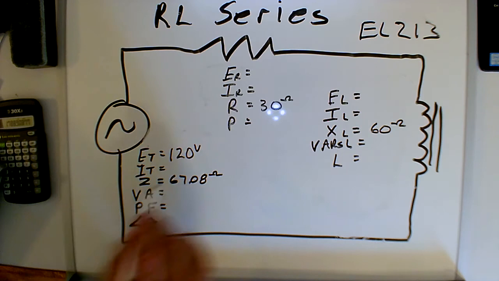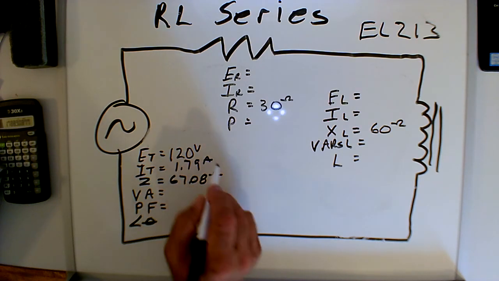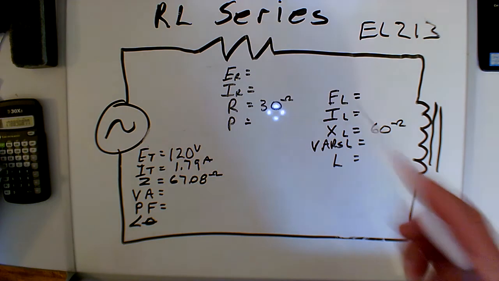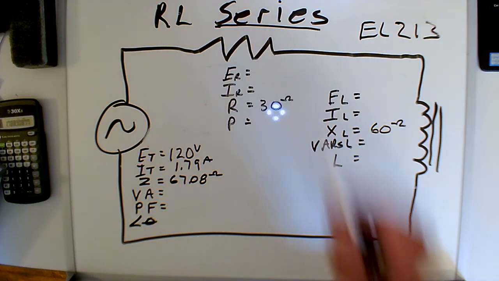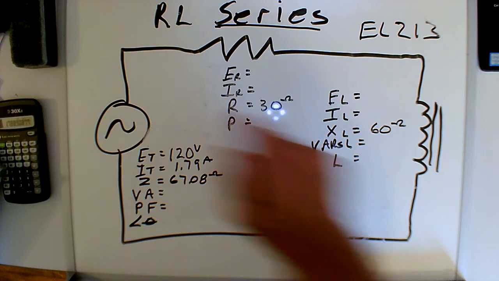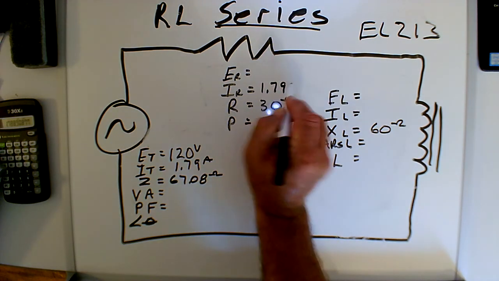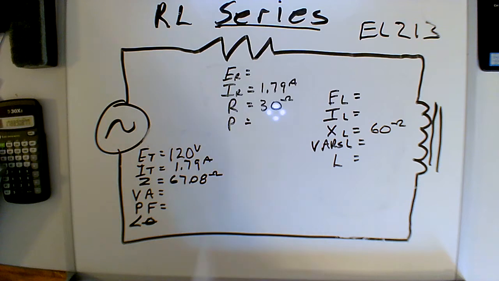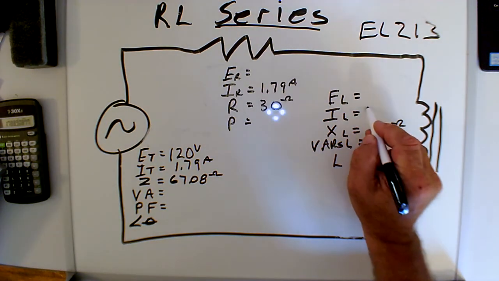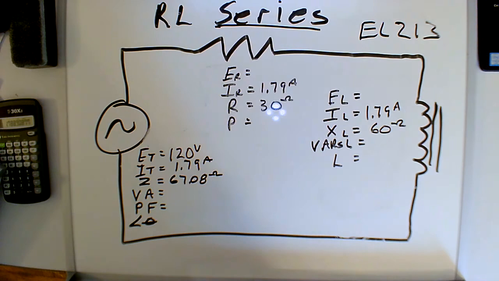Great. Let's put that in here. 1.79 amps. Now what do we know about a series circuit? That in a series circuit the current is constant throughout the circuit, so I can put 1.79 amps across that resistor, through the resistor, and 1.79 amps through the inductor.